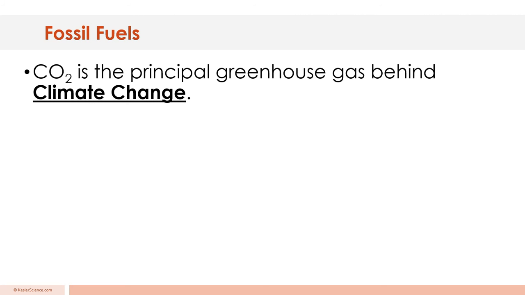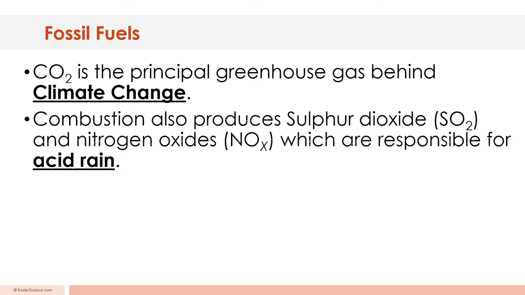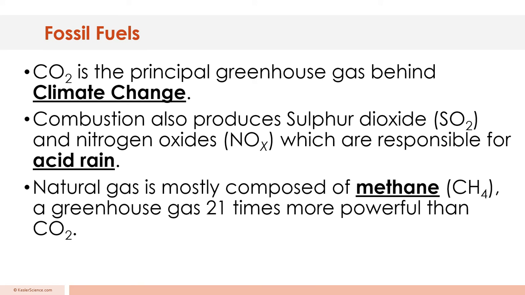So CO2 is the principal greenhouse gas behind climate change, meaning that it is the major cause of climate change. Combustion also produces sulfur dioxide, which is SO2, and nitrogen oxides, which we call NOx. Those are responsible for acid rain. And natural gas is mostly composed of methane, so CH4, and this greenhouse gas actually is 20 times more powerful than CO2, so using natural gas is actually worse than using oil like we use in our cars.